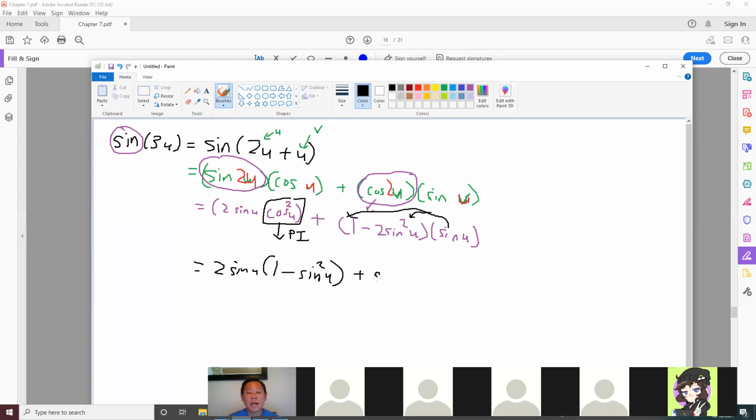So you will get sine u, because 1 times it, minus 2 sine cube u, because this is squared. Then if you square times 1, you get power 3. And then this also, we have to distribute into the first term, the Pythagoras that Nicholas applied. So you get 2 sine u minus 2 sine cube u, because this is power 3. And then the same thing over here, plus sine u minus 2 sine cube u.